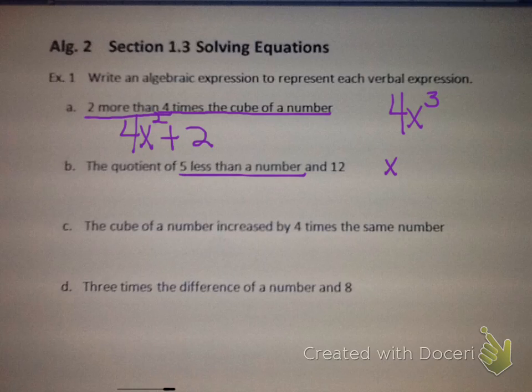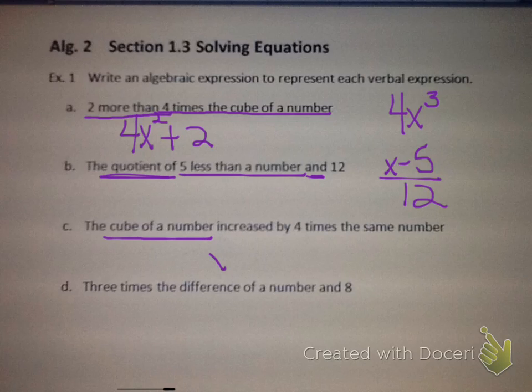Example B, the quotient of 5 less than a number and 12. Quotient means to divide. So what you read first after the quotient goes in the numerator. What you read after the word and goes in the denominator. 5 less than a number. Remember what I just said about more than and less than, that if it has the word more than or less than, you flip-flop the order. So 5 less than a number, that means the number x minus 5. And that would be divided by 12.